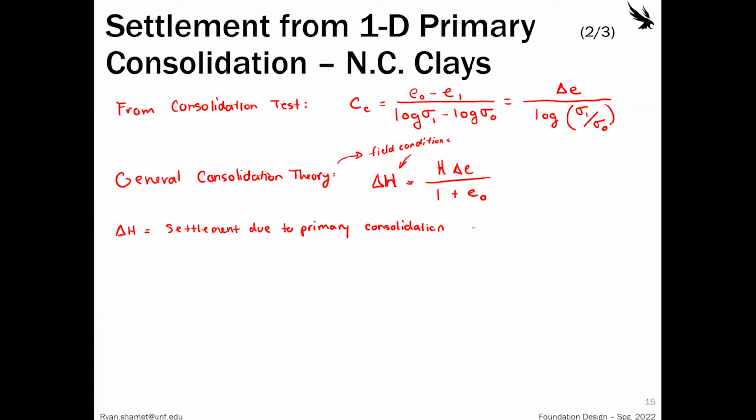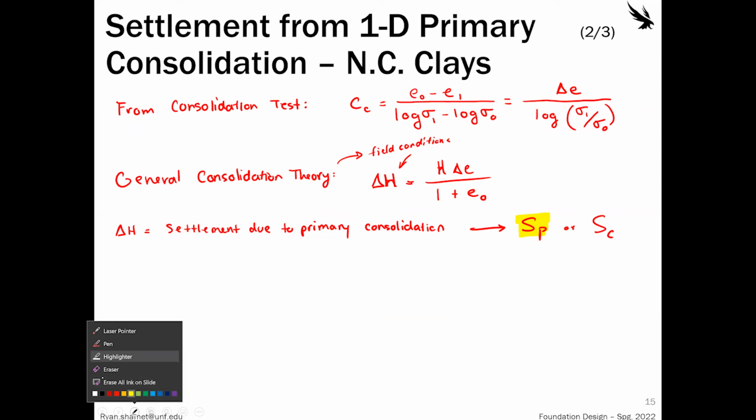So this is also commonly shown as SP for primary consolidation, or some textbooks show it as SC for just settlement due to consolidation. I'm going to try to always show it as SP because we will be talking about secondary consolidation as well. So total consolidation usually includes secondary as well as primary consolidation.